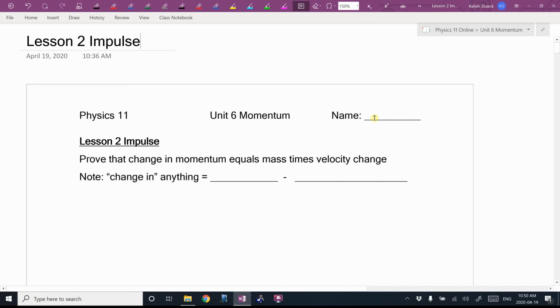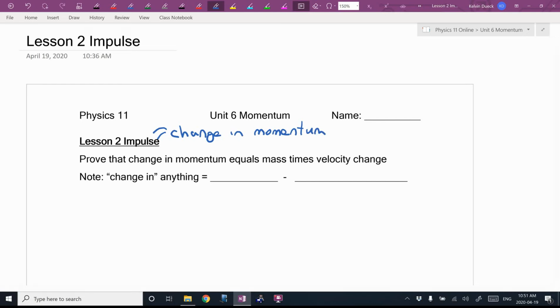But let's begin. Last day we learned about momentum. We said that momentum was equal to mass times velocity, and it was measured in kilogram meters per second. Mass times velocity. Today, we're going to be talking about something called impulse, and I'm already going to start out by saying impulse is the same as change in momentum. An impulse is a change in momentum, and there's two ways to do that.